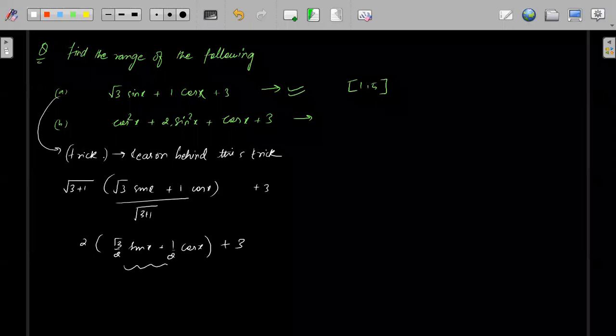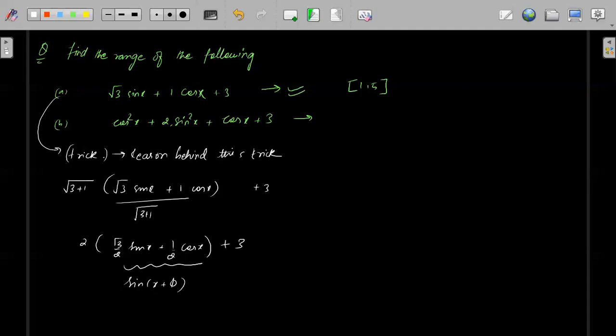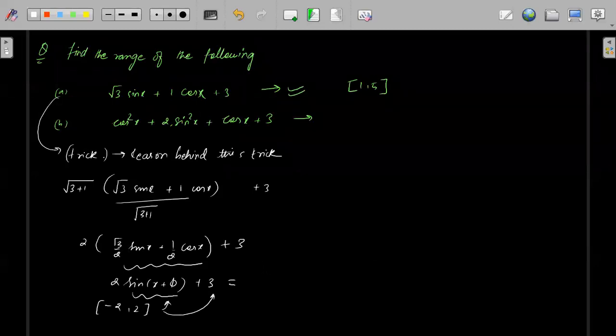This can be written as some sine of x plus phi, in 2 plus 3. So this will be simply the maximum and minimum value, minus 1 and plus 1. So this part will become minus 2 to 2. When I add 3 to the whole thing, it becomes minus 2 plus 3 comma 3 plus 2. So this is 1 to 5. So the answer will be from 1 to 5.